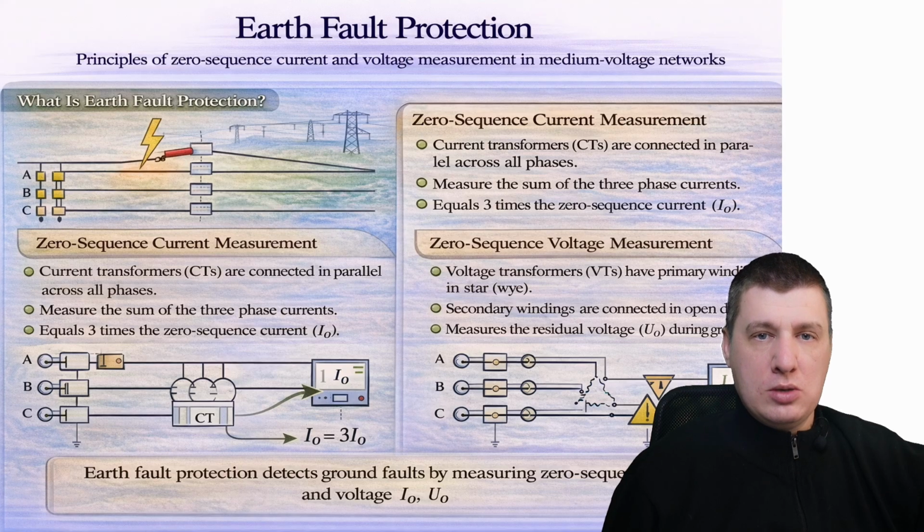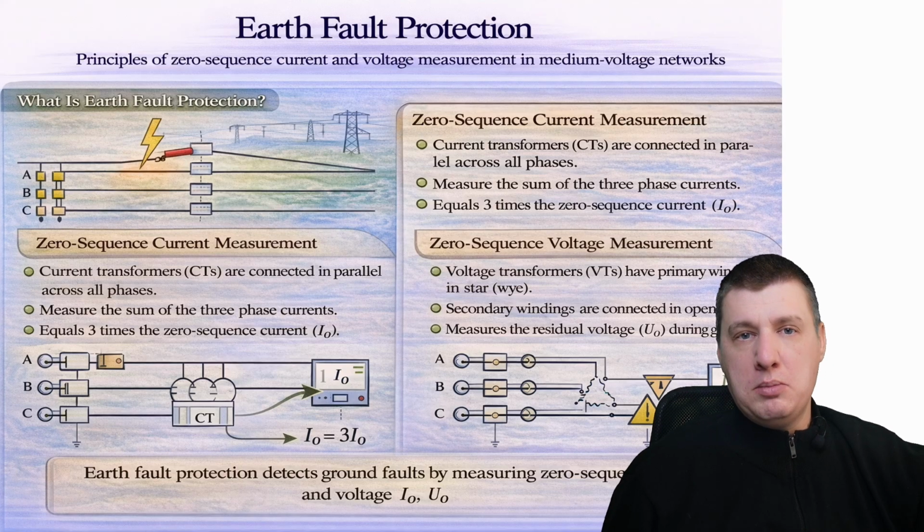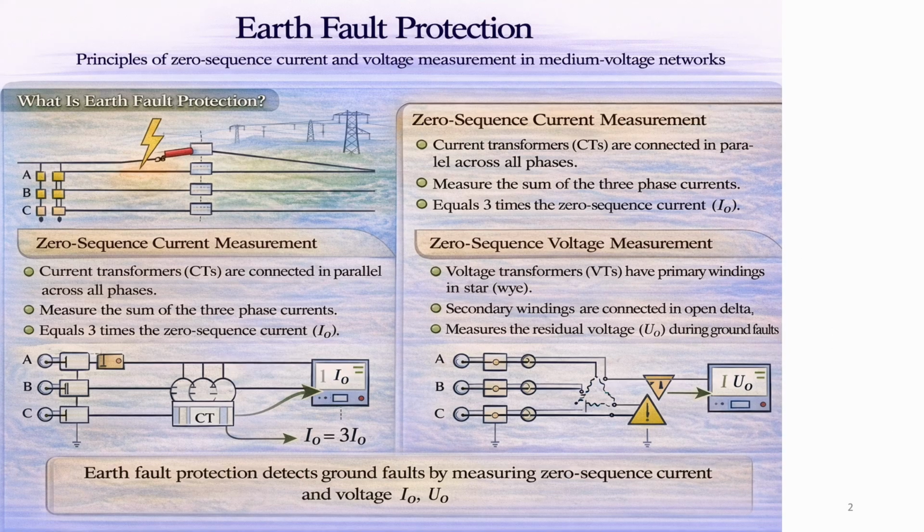To measure zero sequence voltage, transformers are connected so that the primary windings are connected in star. Secondary windings are connected in open delta. In normal operation, the open delta voltage is close to zero. During an earth fault, a residual voltage appears. This residual voltage is the zero sequence voltage. In overhead line networks, both zero sequence current and voltage measurement schemes are widely used.